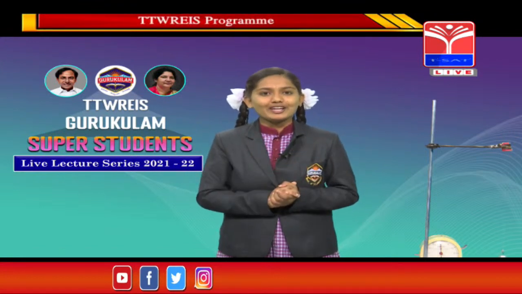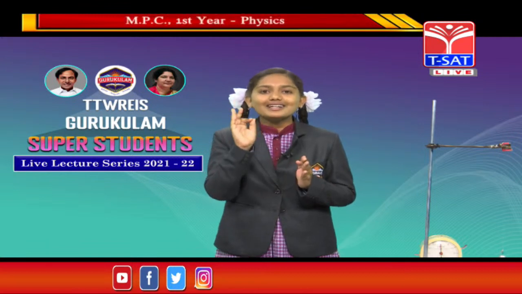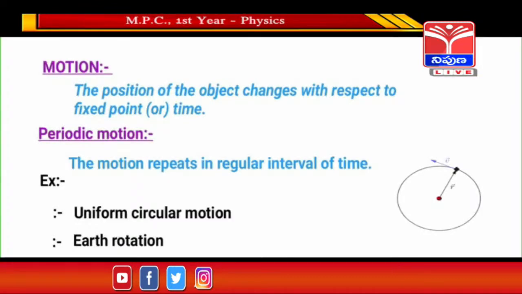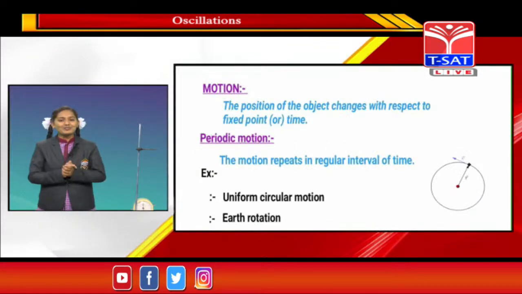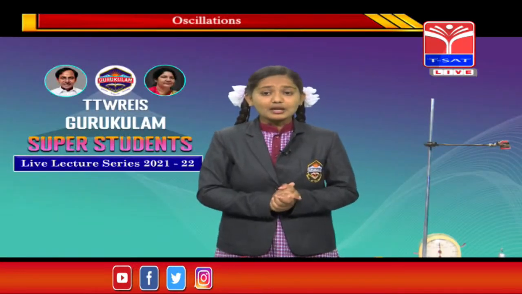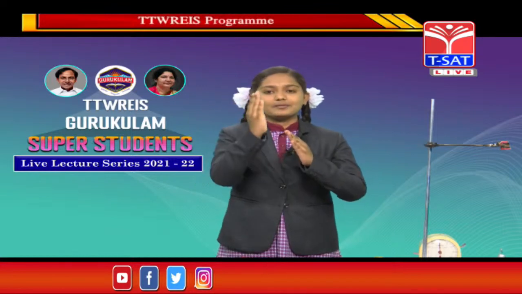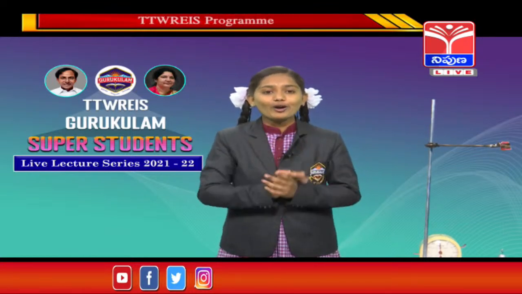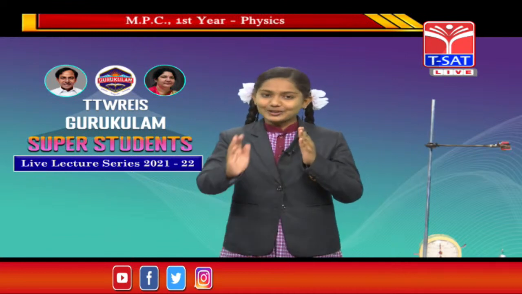Periodic motion means period, and period means a regular interval of time. If the motion repeats in a regular interval of time, it is known as periodic motion. Suppose uniform circular motion is an example of periodic motion. Even you observe on the slide the body rotating around a center point. In a regular interval of time, the motion occurs. Suppose the earth rotating around the sun. It is periodic motion because the earth rotates in a regular interval of time.